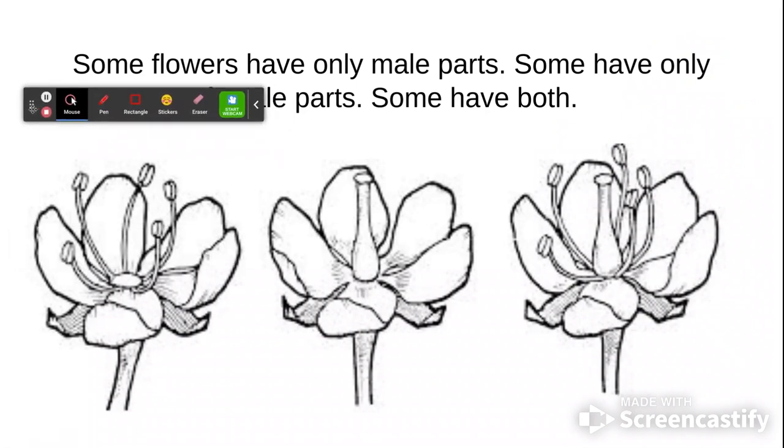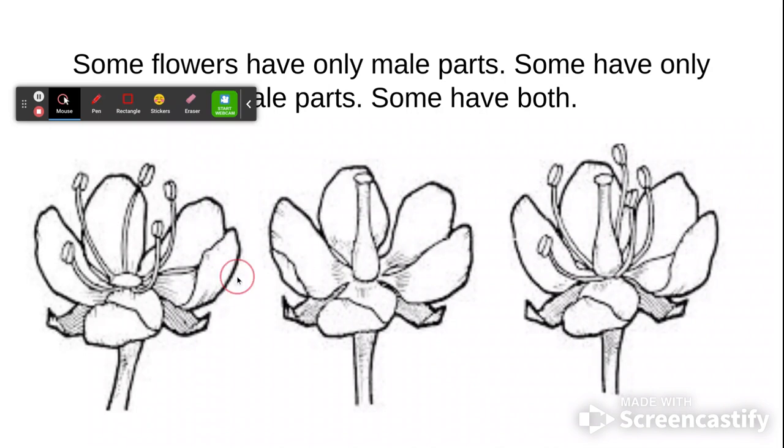So as something to note, some flowers only have male parts. Notice this flower only has anthers, and stamen are the whole part. It's got anthers and filaments. So this flower only has male parts. Some flowers only have female parts. Some actually have both parts.